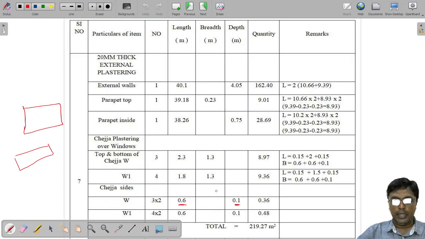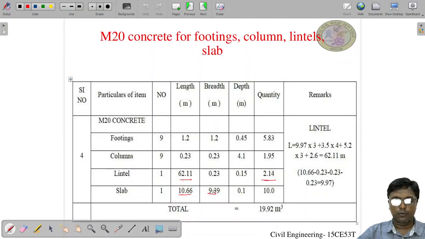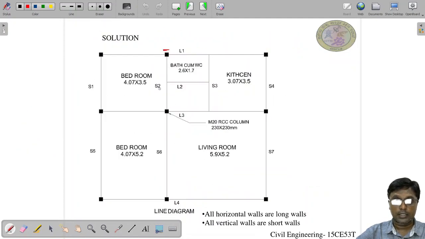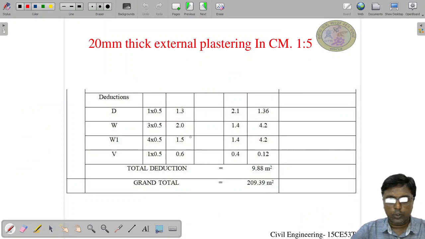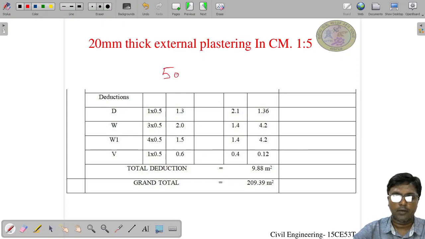Okay. So next we have to do deductions, right? Again we have to do the deductions. Why do we have to do deductions? Because we have taken all the windows and doors also while taking the measurement for the external plastering. And as you can see, we have deducted only 50%. Why? Because we have taken the measurement only once while doing outside the building. We have counted the openings.